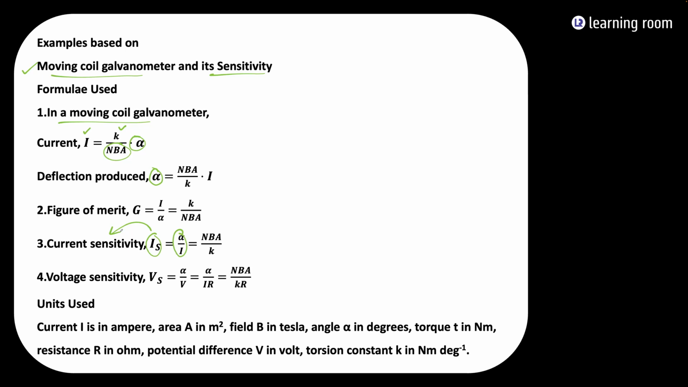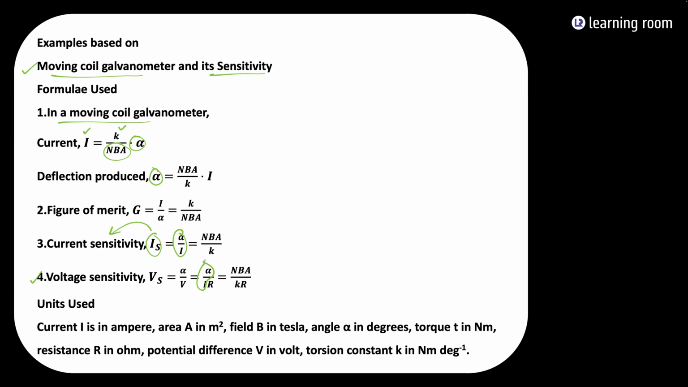And lastly, what you have is voltage sensitivity. Voltage sensitivity is basically current sensitivity divided by resistance. Because if you observe, alpha by I is current sensitivity, and divided by resistance it will give you voltage sensitivity. Am I clear with this?